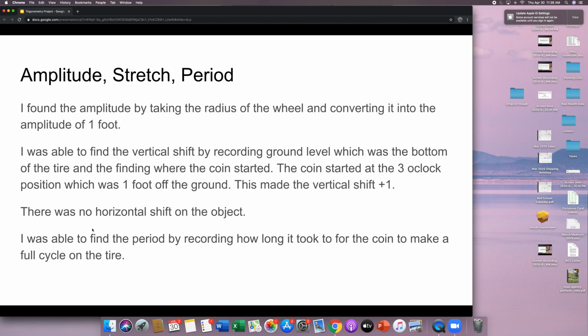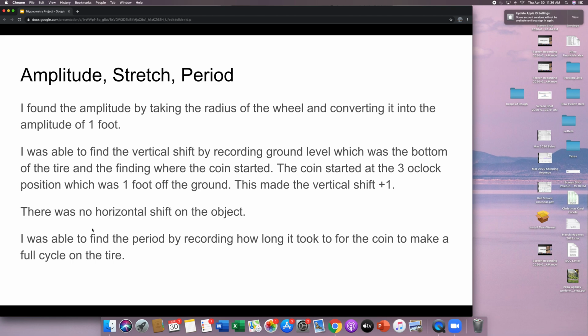So how I found the amplitude, stretch, and period. I found the amplitude by taking the radius of the wheel and converting it into the amplitude of 1 foot. I was able to find the vertical shift by recording the ground level, which was the bottom of the tire, and finding out where the coin started.